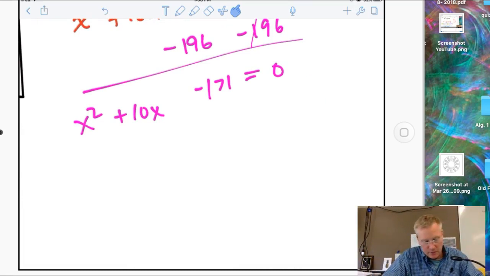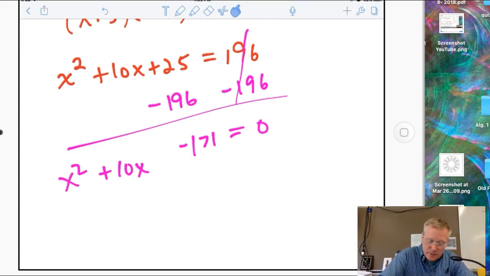Okay, so now you could do this by factoring if you wanted. You could do it by quadratic formula. I think I'm going to go straight to quadratic formula. 171 doesn't seem like such a great number to factor, but I'll do it out by factoring also.